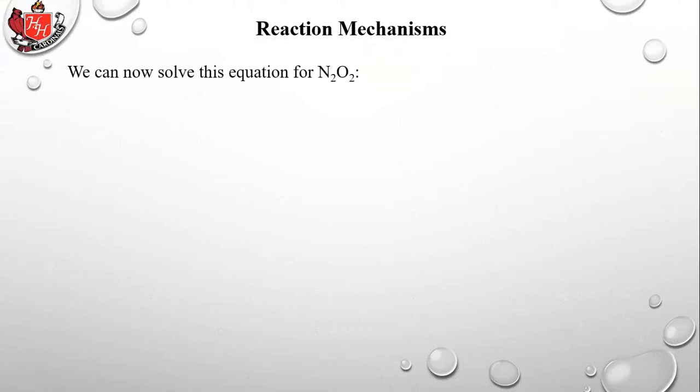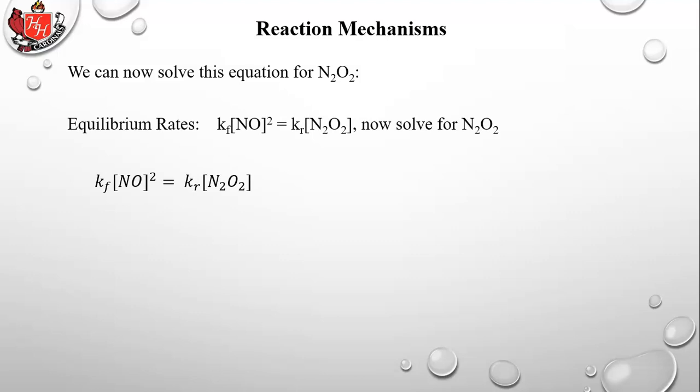We can now solve the equation for N2O2. So equilibrium rates means that the rate of the forward reaction and the rate of the reverse reaction are the same. So Kf NO squared equals Kr N2O2. And so now we can solve for N2O2. So how do you do that? You see the equation down below there. So you divide both sides by Kr, you cancel, and now you have N2O2, the concentration, equals the forward rate constant over the reverse rate constant times NO squared. So now you're able to substitute out N2O2, which is not in the overall reaction, for something that is, which is NO.